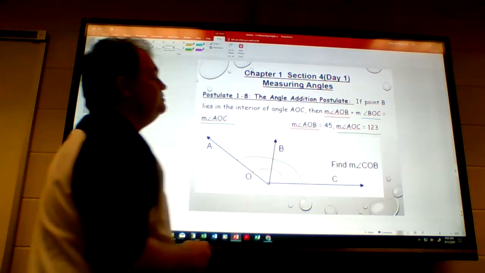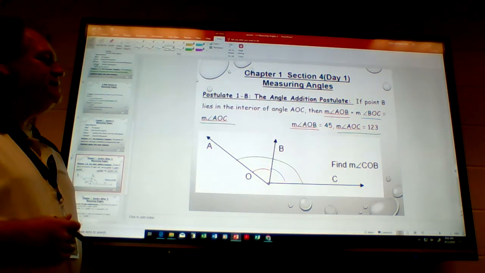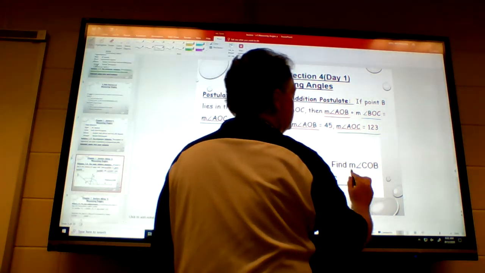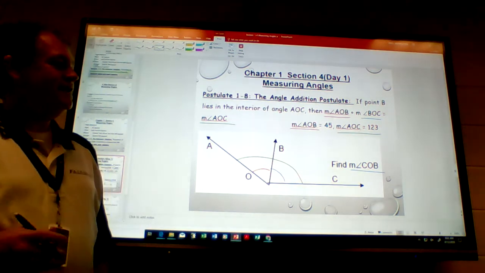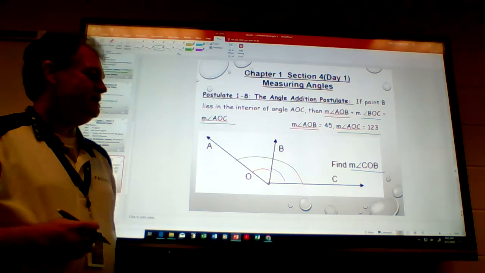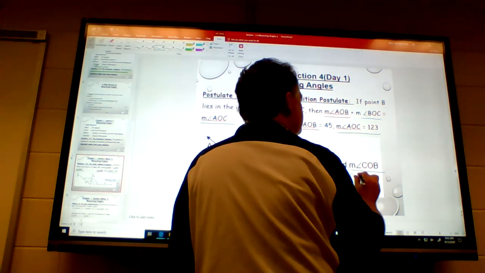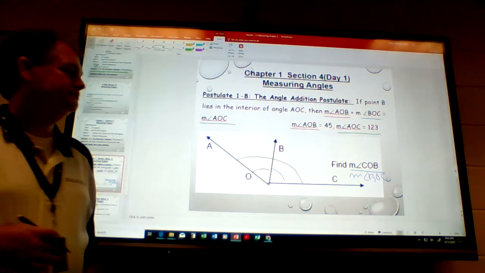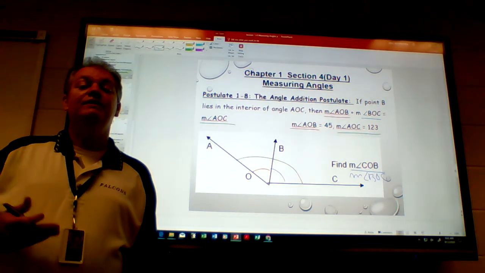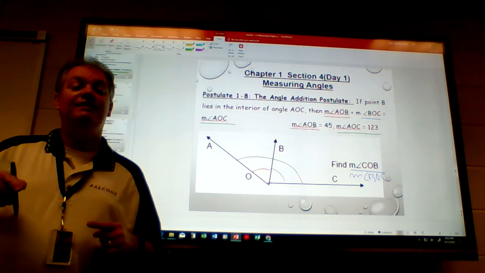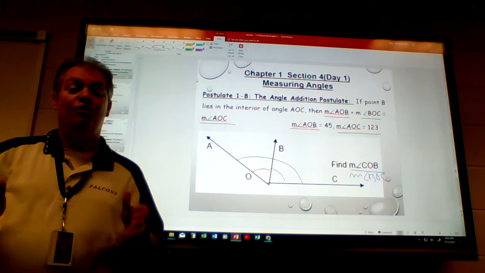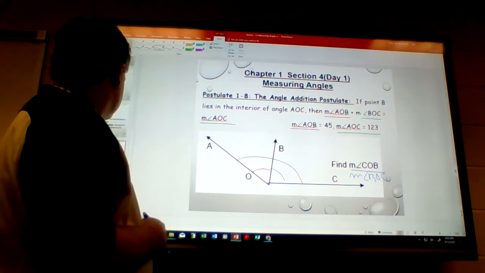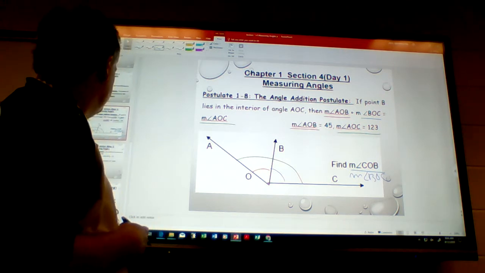I've also underlined the information, and I'm looking for the measure of angle COB. One thing I'm going to note: it says find the measure of angle COB, which is also the same as the measure of angle BOC. It's the same angle, just written in a different way. I can flip the letters around as long as the vertex point stays in the middle. That's the key thing: it has to stay in the middle.